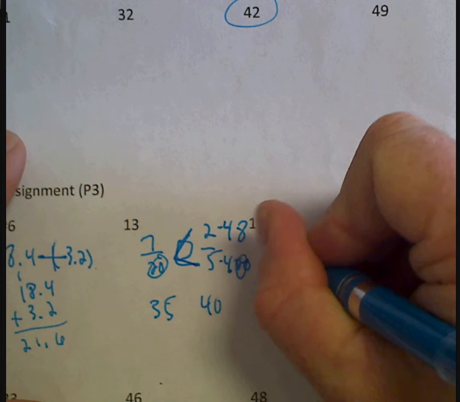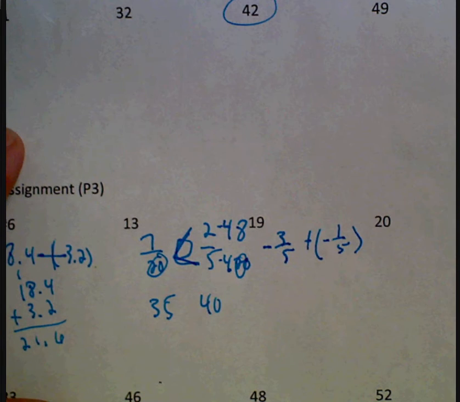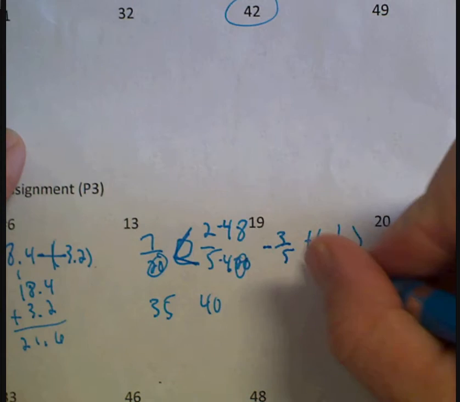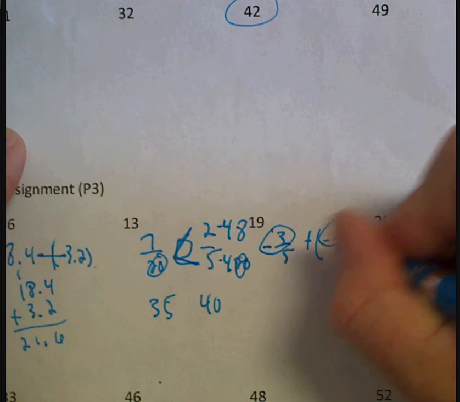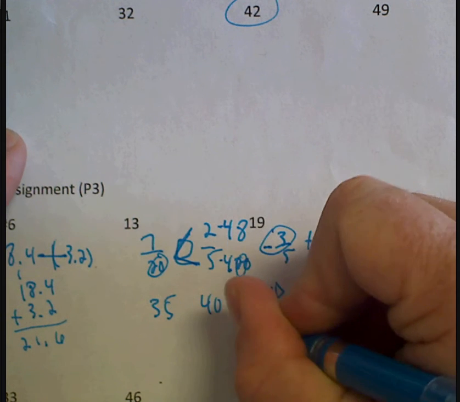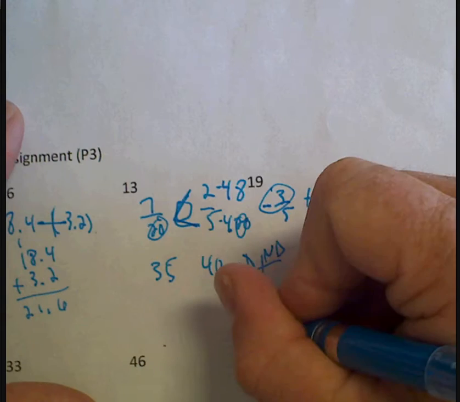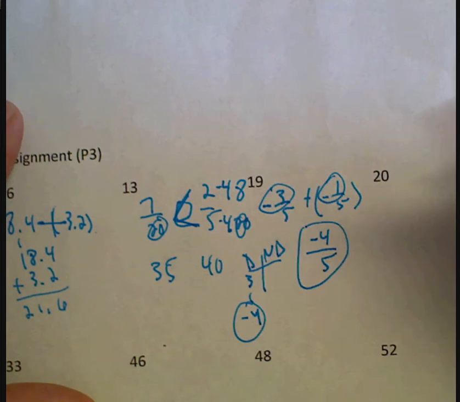Number 19, negative 3 over 5 plus negative 1 over 5. They already have common denominators. So they're both debt. So negative 3 plus negative 1. So debt, no debt. 3 and 1 are on the debt side. So I'm going to add, and it's going to be negative 4. So my answer remains negative 4 over 5.